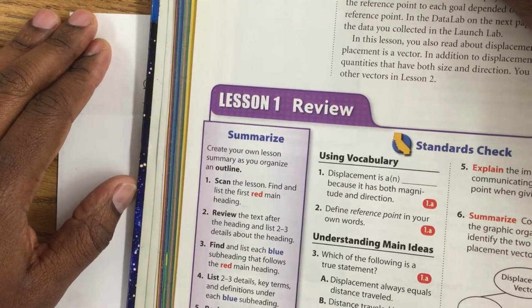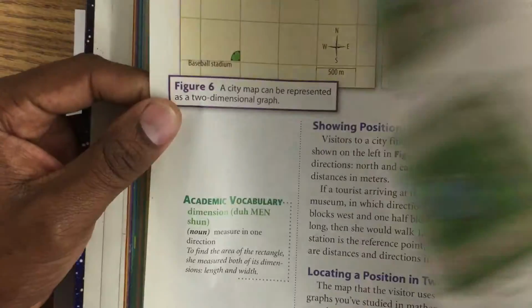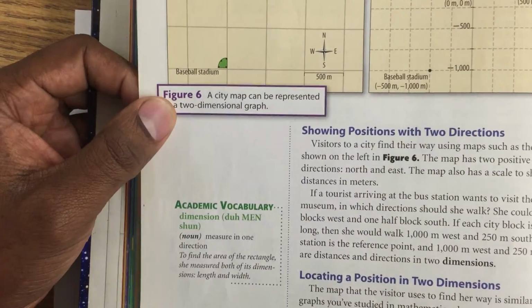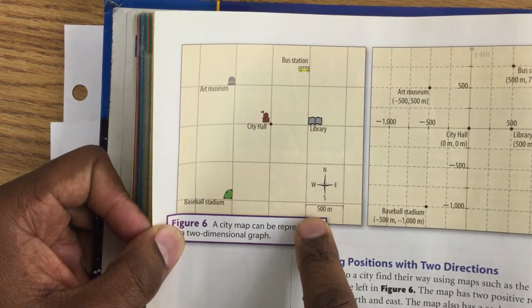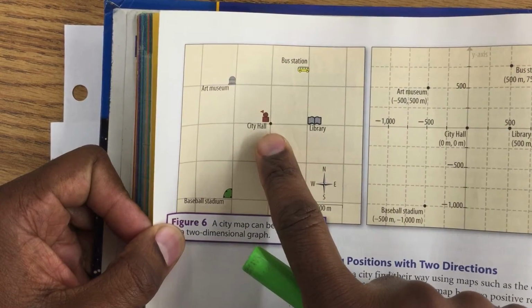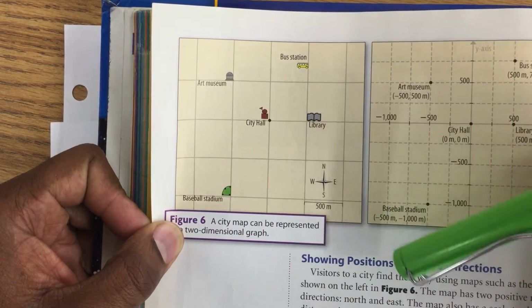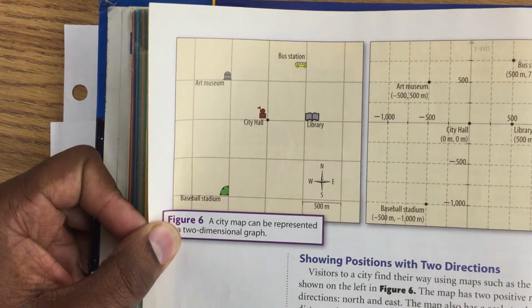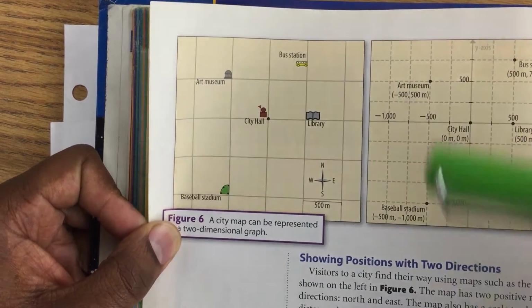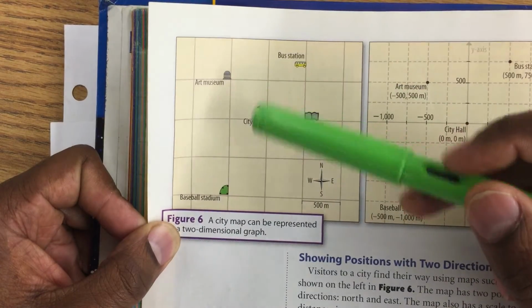Number 2 says, define a reference point in your own words. A lot of times students want to just copy the definition. But let's say we're using this map, and you want to tell somebody where City Hall is. Each block is 500 meters. You might say it is 500 meters east of the library. In this case, the library is a reference point that helps you find where City Hall is.